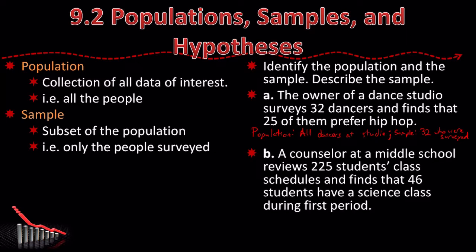Part B. A counselor at a middle school reviews 225 student class schedules and finds that 46 have a science class during the first period. So what is the population? Remember, population's everything. So all students at the school. And what's our sample? That's right, the 225 students who were reviewed.